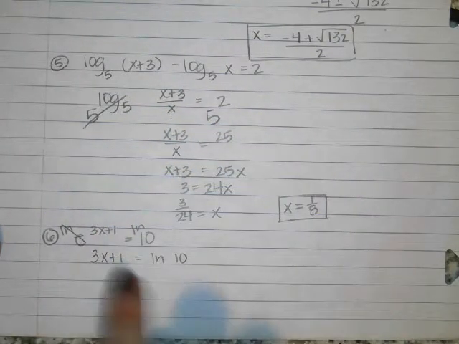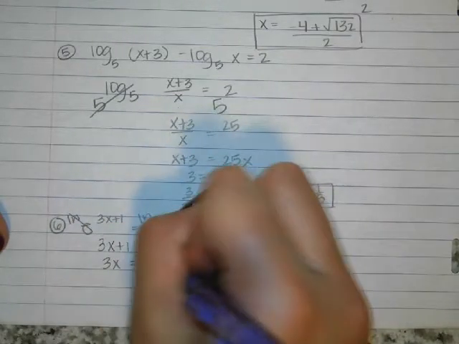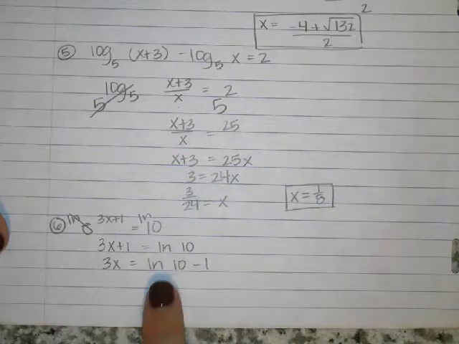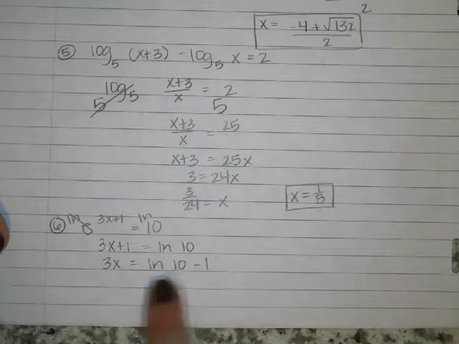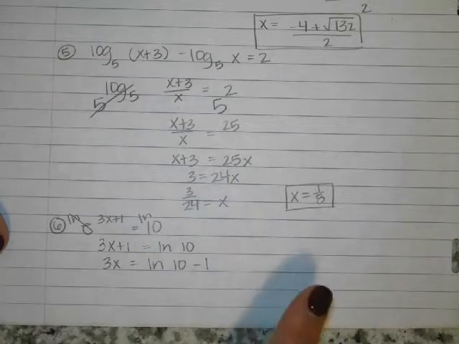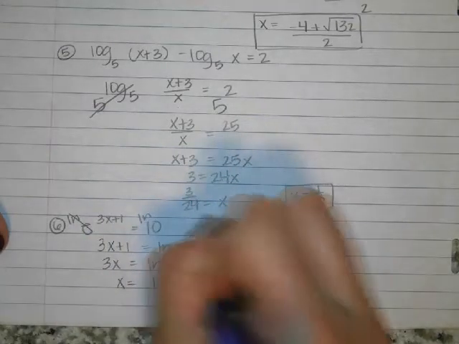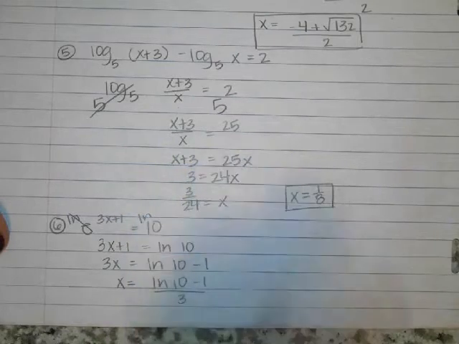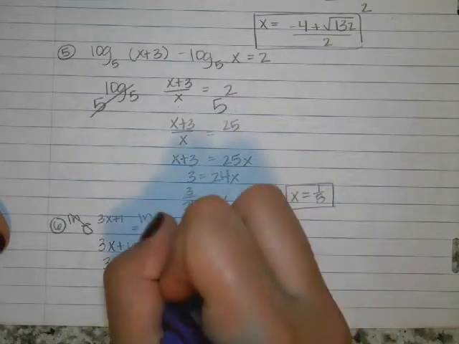And then I can go ahead and subtract the 1 over, so 3x equals ln 10 minus 1. This is not ln 9. The ln happens to the 10, it makes a funky decimal, and then with that result, you subtract the 1. Right? And then I'll go ahead and divide by 3. So the exact answer would be (ln 10 minus 1) divided by 3. The approximate answer would be whatever I get when I plug it in a calculator.